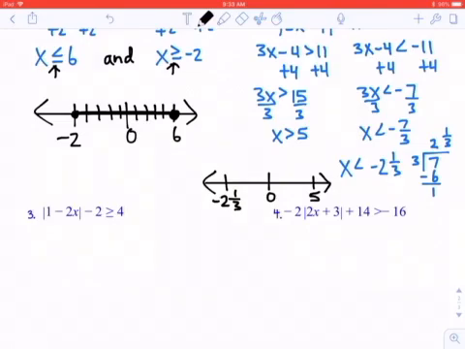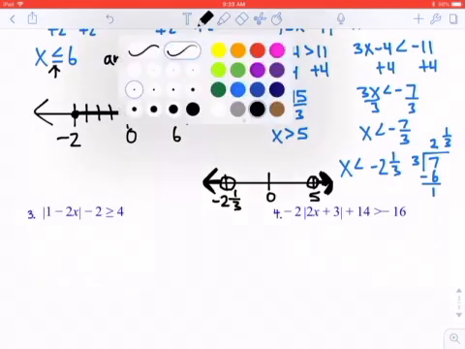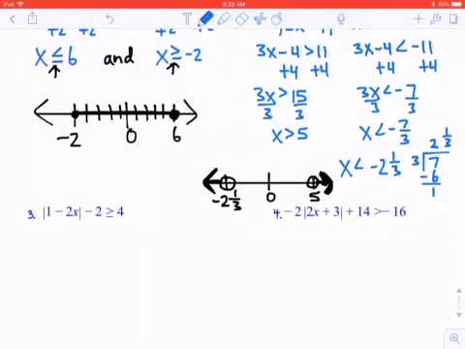X is greater than 5, so I need to leave an open circle because it's not equal to 5. And then shade the numbers greater than, so they would go to the right. And then less than negative 2 and 1/3. Again, it's not equal to, so leave an open circle and shade to the left to represent the numbers that would be less than negative 2 and 1/3. Alright, so that's it for that example.